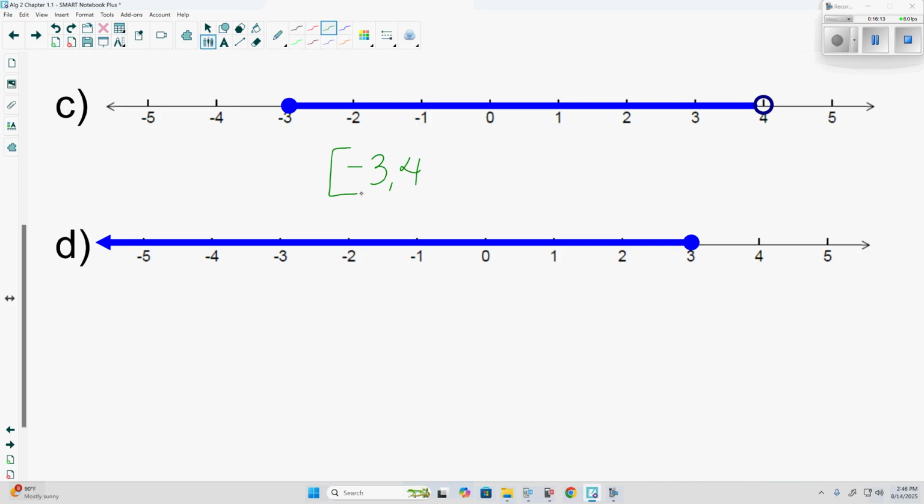The 4, parenthesis. Since it's not included, that spot's open, it puts a parenthesis. Brackets are included, parentheses are not. Questions on this here?